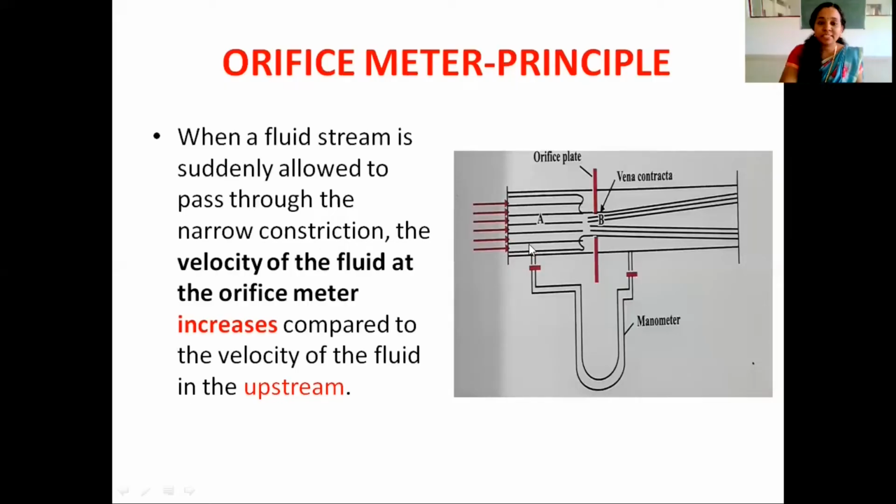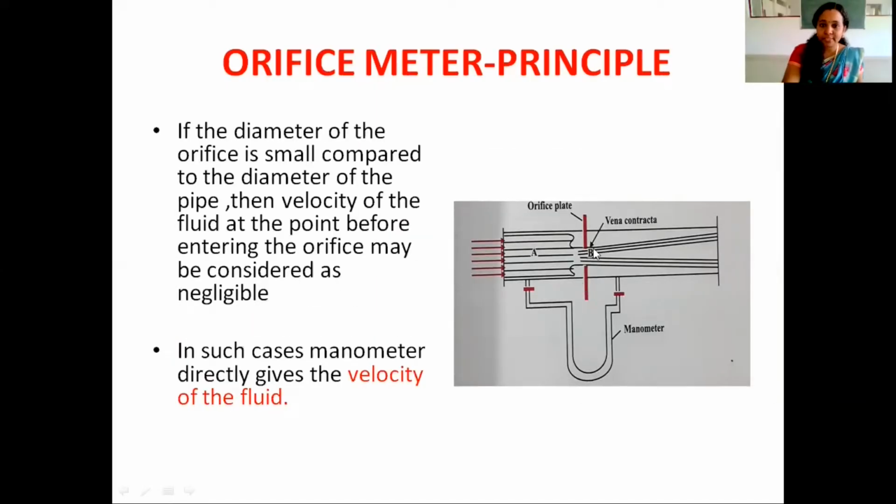Actually, this manometer is connected between the initial region and the orifice region. So, we can measure the pressure head using this manometer. As I already said, this is the diameter of the orifice meter and this is the diameter of this pipe. If the diameter of the orifice is smaller than the diameter of the pipeline, then the velocity of the fluid at the point before it enters into the orifice meter will be considered as negligible.